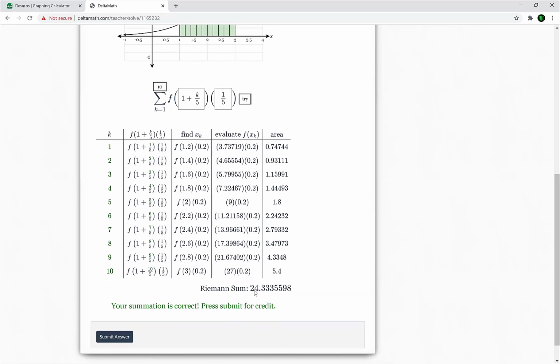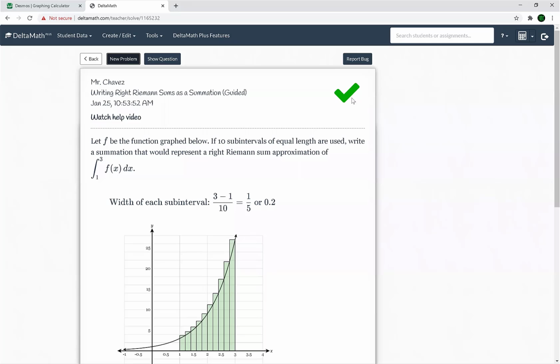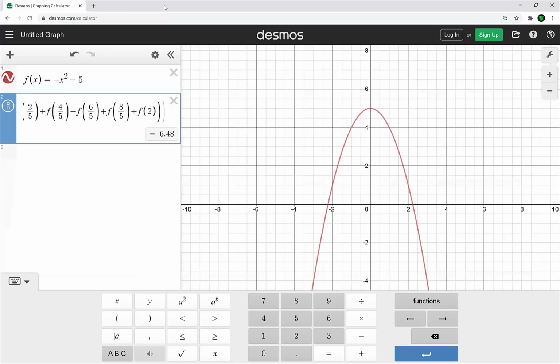Look at what the Riemann sum is. Your summation is correct. Press submit for credit. Oh, okay. Submit. Are you sure you want to submit? Yes. And there's your little check mark like you always get. I love it, guys. I think this is awesome. I love the visuals. So that's what you're doing on Delta Math. I think that's going to help you all big time.